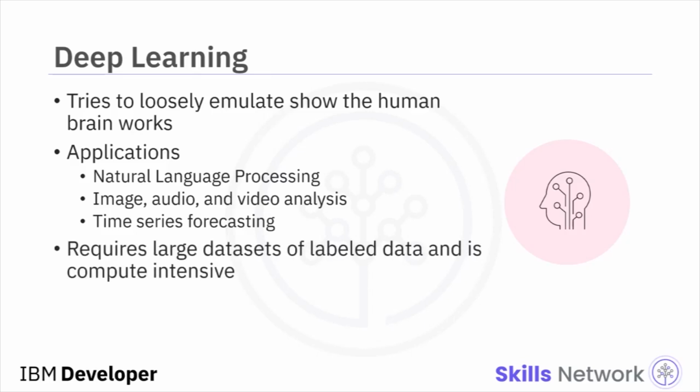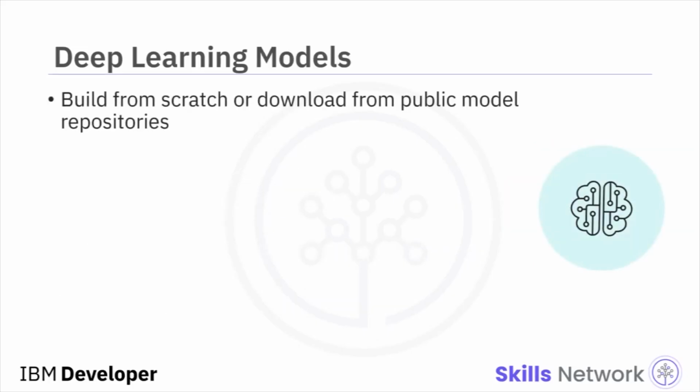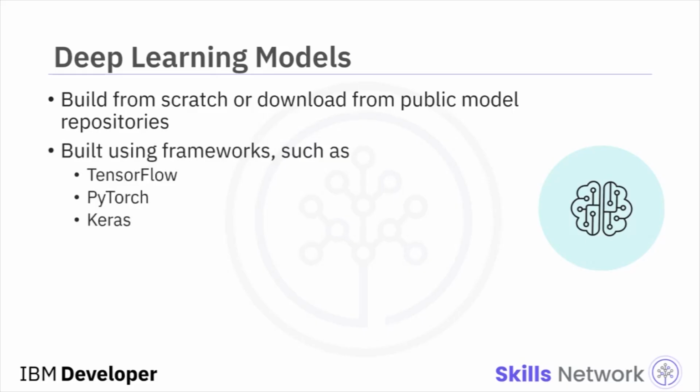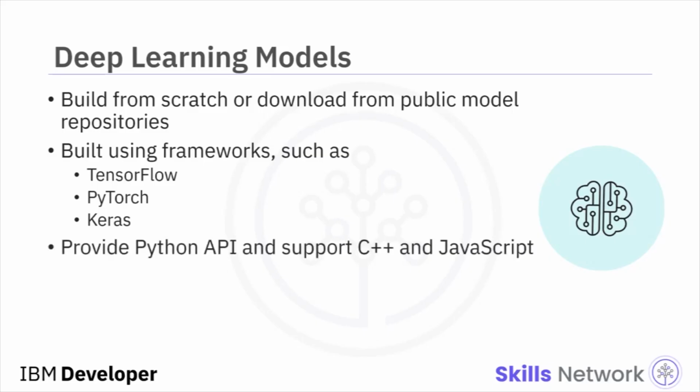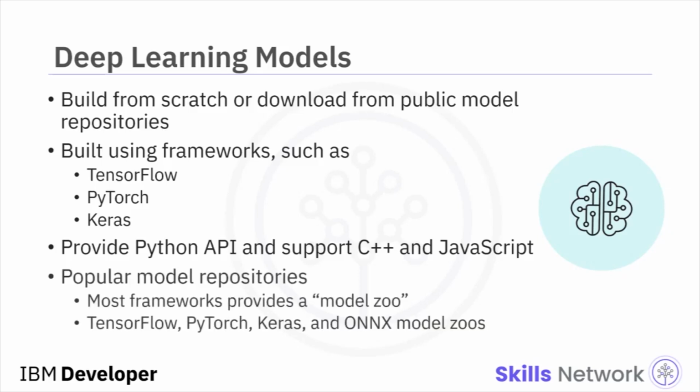It requires large datasets of labeled data to train a model, is compute-intensive, and usually requires special-purpose hardware to achieve acceptable training times. Now, you can build a custom deep learning model from scratch or use pre-trained models from public model repositories. Deep learning models are implemented using popular frameworks such as TensorFlow, PyTorch, and Keras. The learning frameworks provide a Python API, and many support other programming languages such as C++ and JavaScript. You can download pre-trained state-of-the-art models from repositories that are commonly referred to as model zoos. Popular model zoos include those provided by TensorFlow, PyTorch, Keras, and ONNX. Models are also published by academic and commercial research groups.